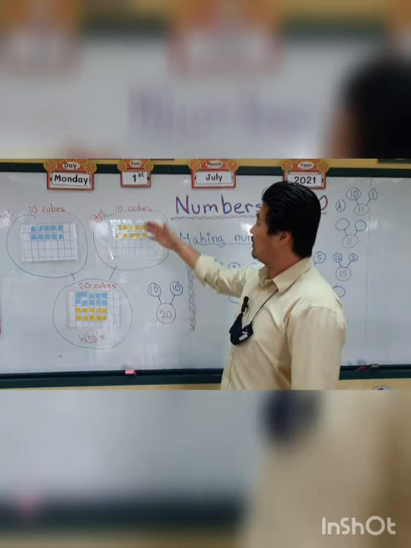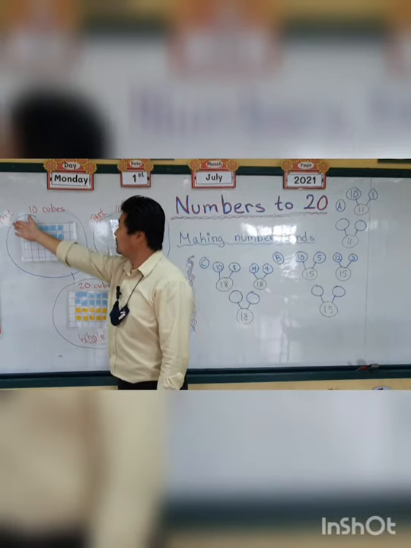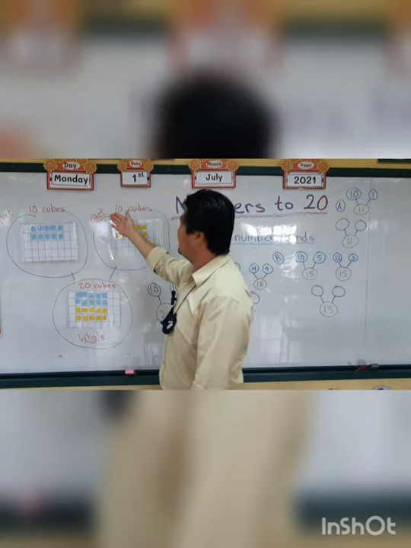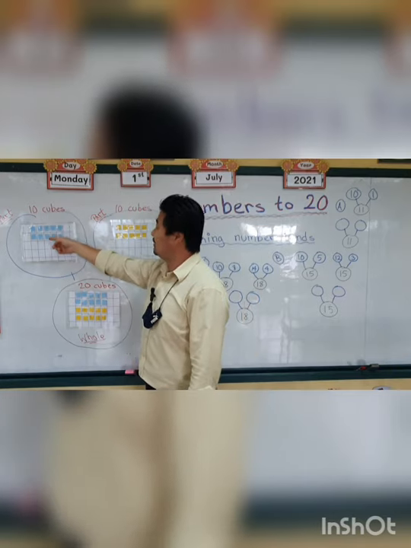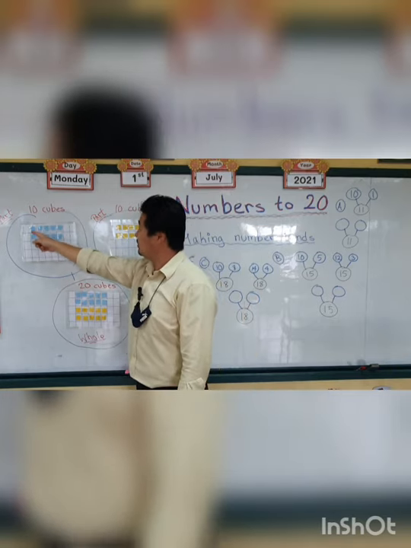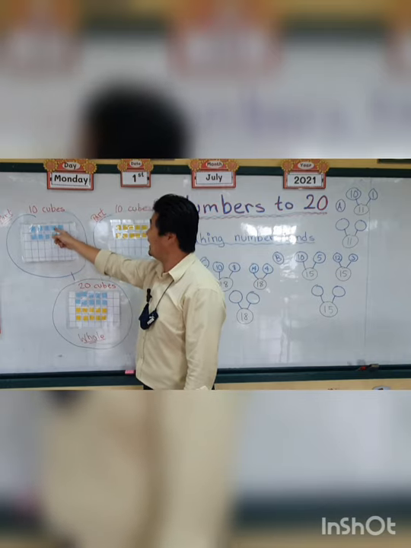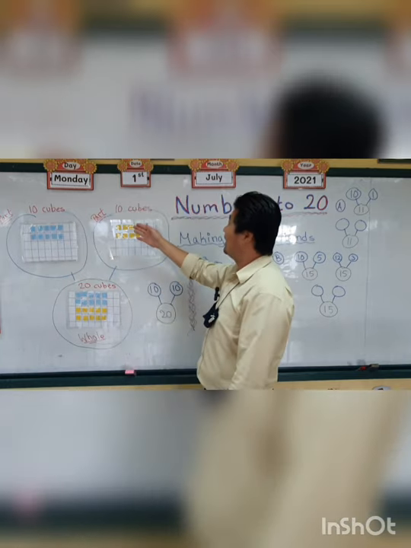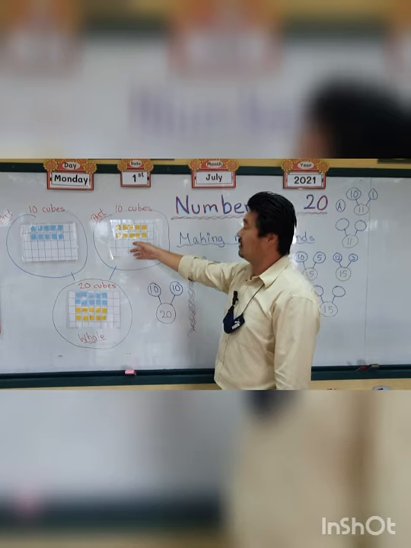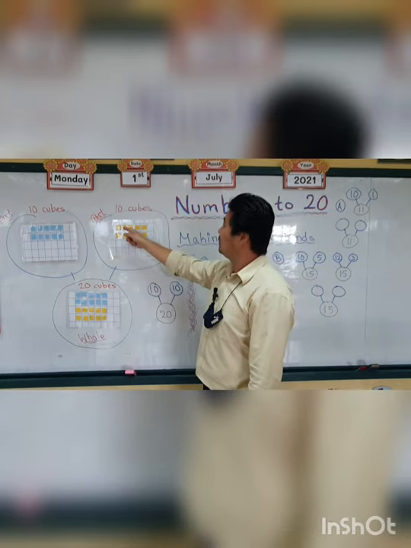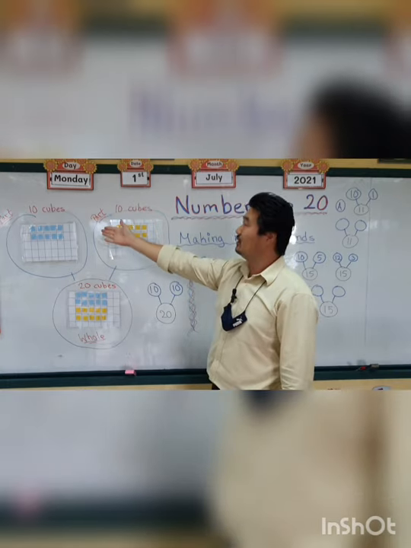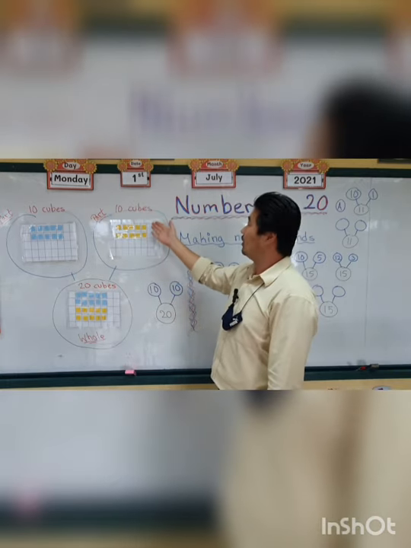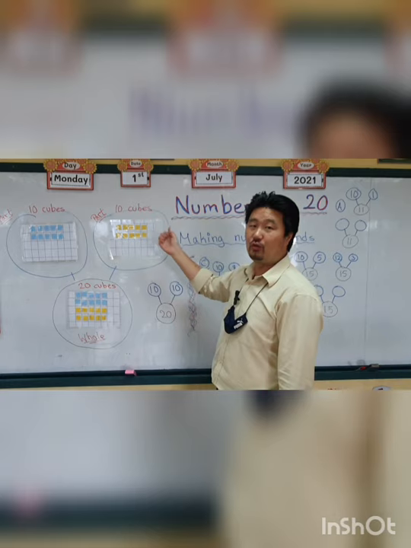So now we have two parts. This is one part and this is the other part. So we have 10 cubes here, 1, 2, 3, 4, 5, 6, 7, 8, 9, 10. And then we have another 10 cubes here, yellow cubes. 1, 2, 3, 4, 5, 6, 7, 8, 9, 10. So, part 1, 10 blue cubes. Part 2, 10 yellow cubes.